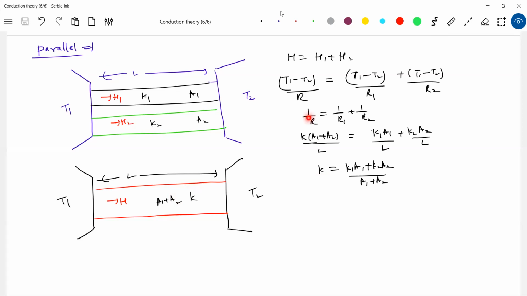Okay, this is when the rods are in parallel, the effective resistance. So R is equal to R1 R2 by R1 plus R2. I think this is very popular, the series and parallel in Ohm's law. The same thing is applied here.